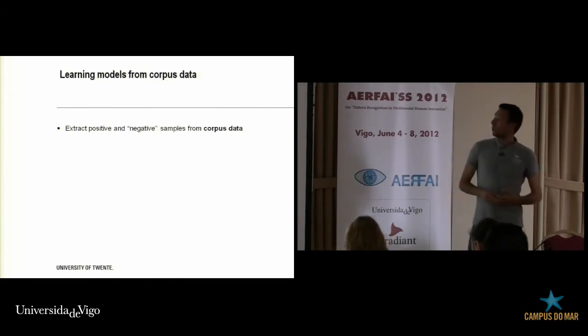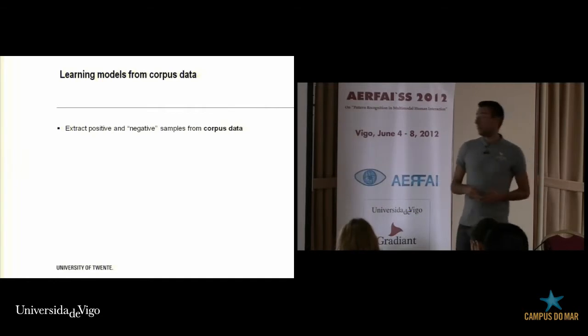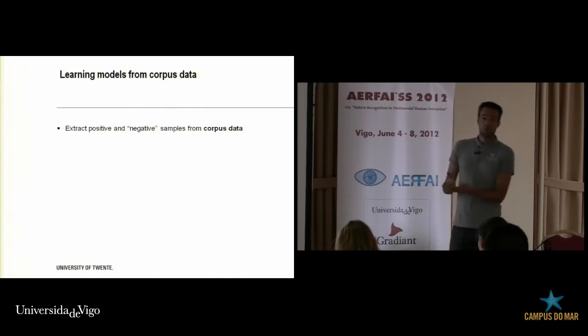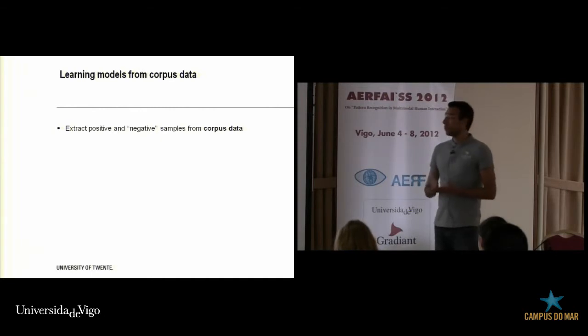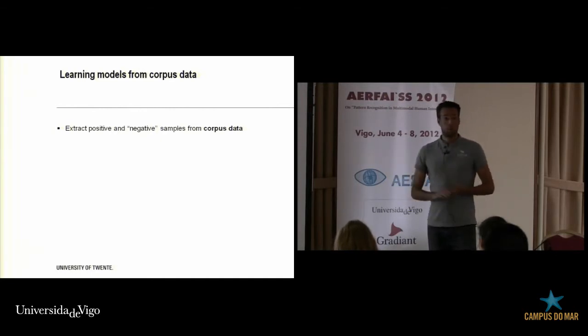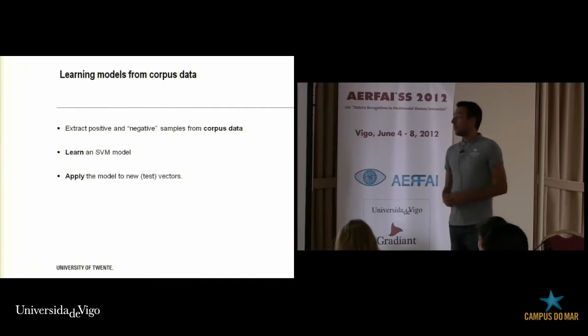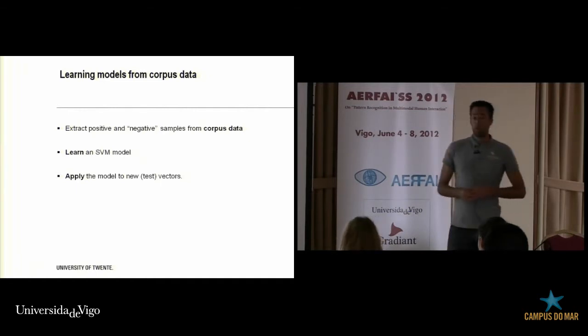Okay, so first we're going to learn a baseline model, and then we're going to introduce what we did to solve this problem. We take the corpus data, we find the positive samples, which correspond to when a back channel was being produced, and the negative samples, which are sampled at moments where no back channel was produced. Then we learn the SVM.